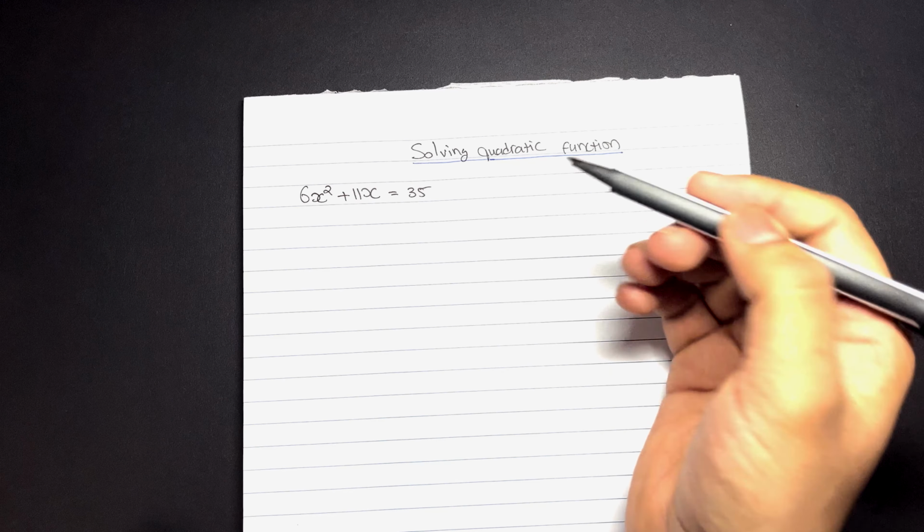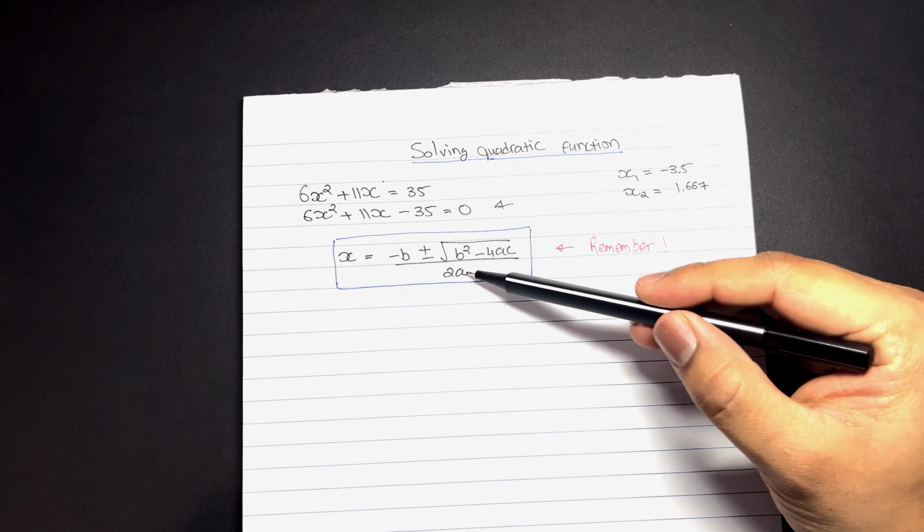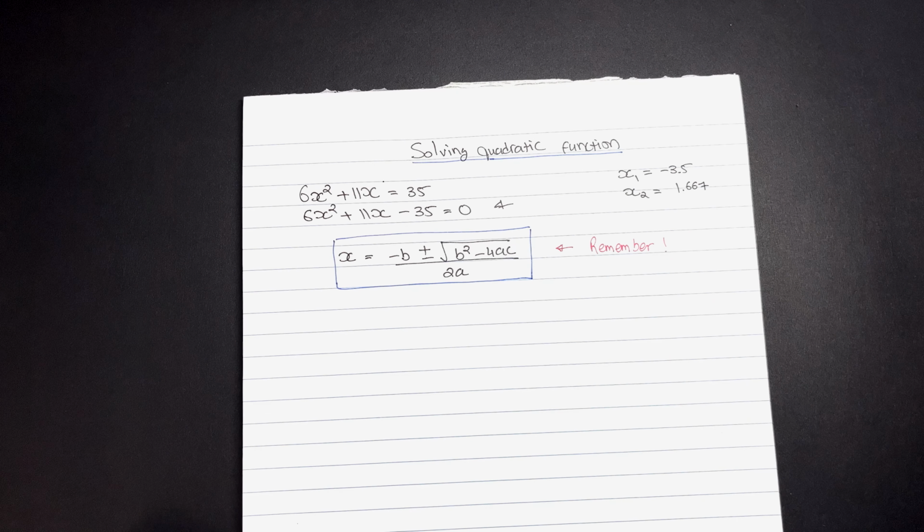Let me give you the formula that we need to use. So this is the formula that we need to remember. This is all we need to solve quadratic functions. As you can see, there are a bunch of variables in here like a, b, c, right? So we need to know what these values are. What is a, what is b, and what is c?